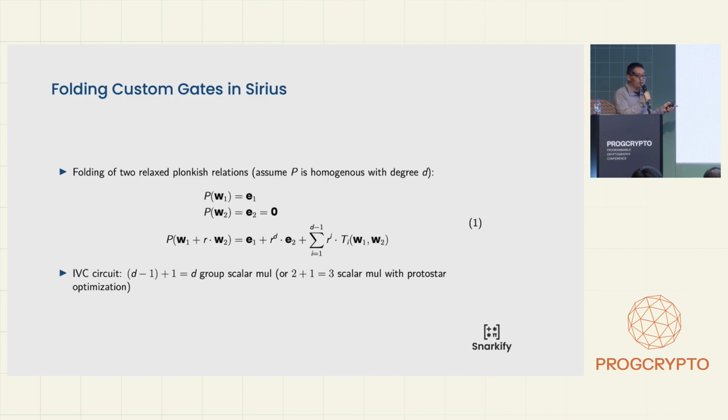That's the reason I think Paris mentioned the blow up of degree. If you have a high degree, then the number of group scalar multiplications is large. So basically, you have D times group scalar multiplication of the rows. That's a lot. And luckily, using the protostar optimization, we can reduce the high degree into only 3. So in this case, no matter how high the degree is, we can always use at most 3 scalar multiplications in our IVC circuit.